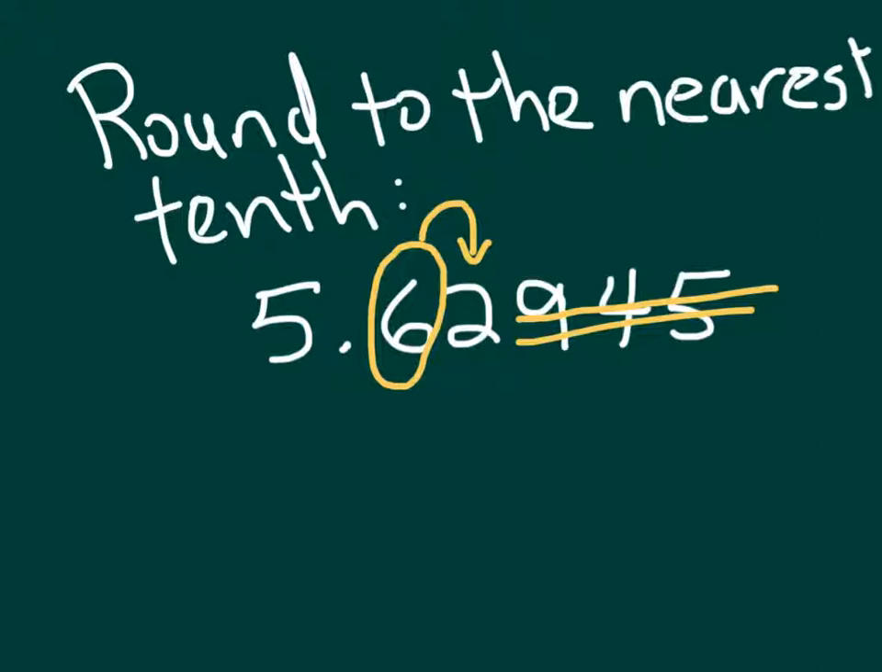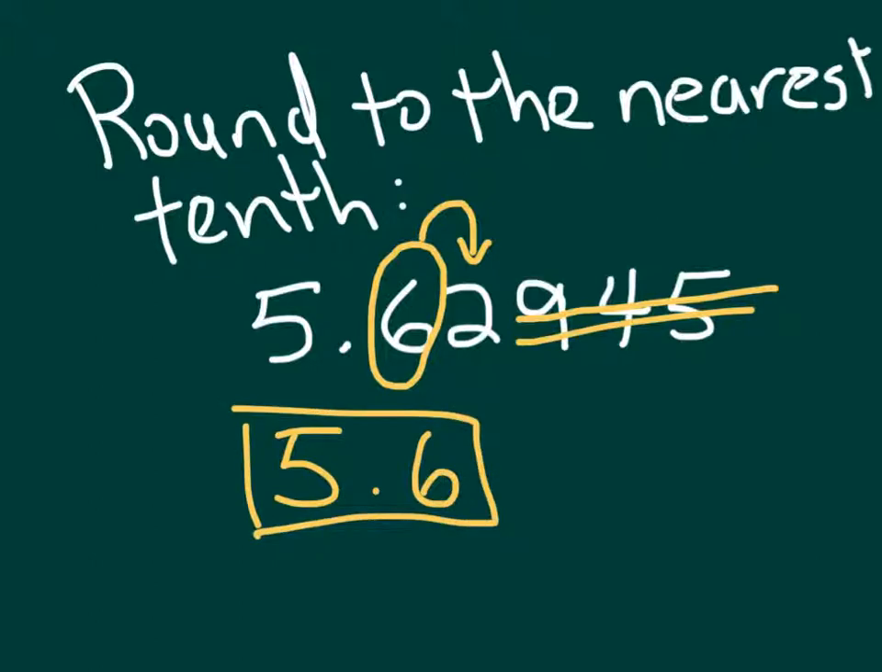So in this case, we would round it off to be 5.6. And the reason why is because that 2 is not big enough, right? It's not 5 or above to make us want to round that 6 up to the next number 7. So the answer here would be 5.6. Let's try another one.